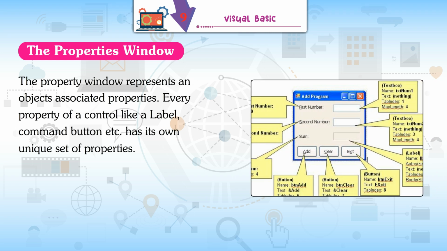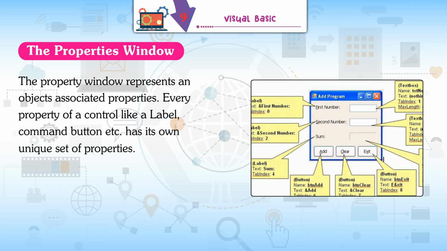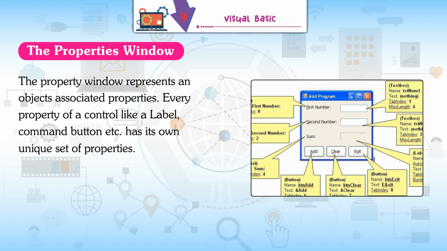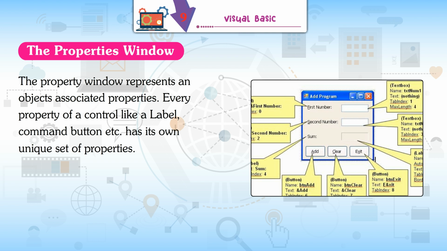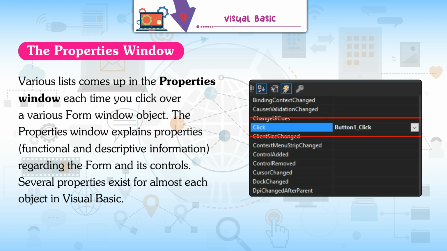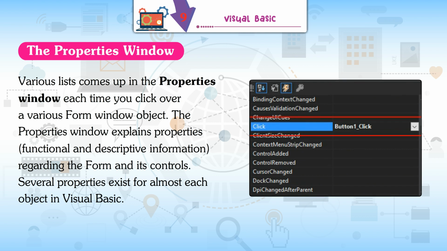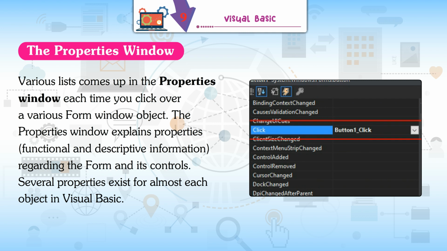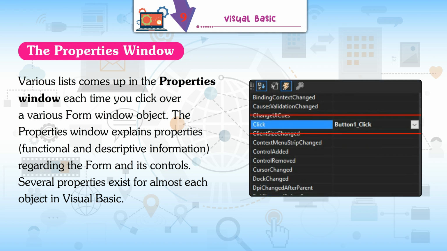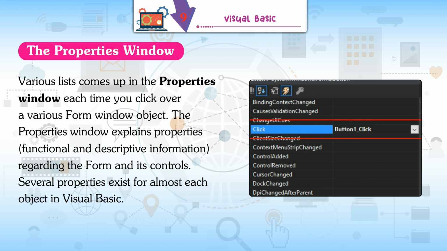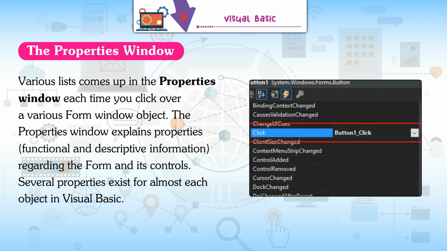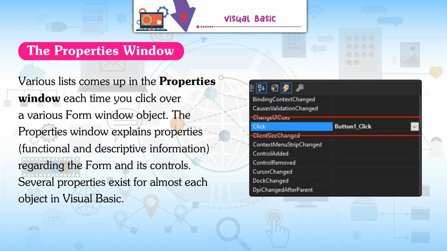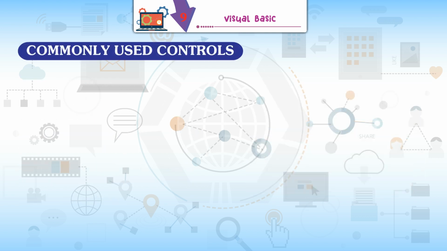The Properties window represents an object's associated properties. Every control, like a label, command button, etc., has its own unique set of properties. Various lists come up in the Properties window each time you click on a different form window object. The Properties window explains properties, functional and descriptive information regarding the form and its controls. Several properties exist for almost each object in Visual Basic.